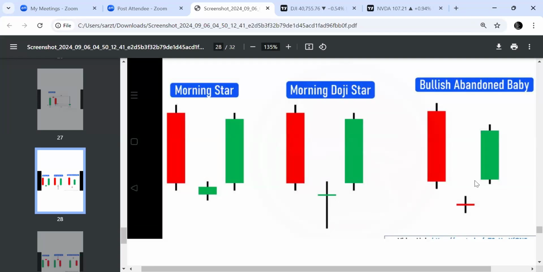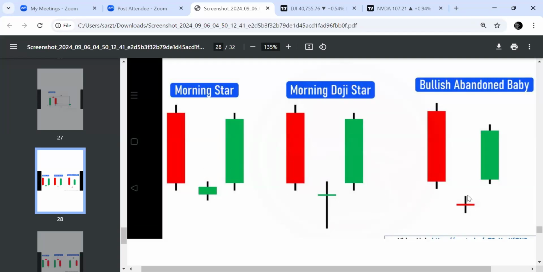But here the middle candle doesn't have any connection with the remaining two candles. It is completely gapped. It is a separate candle. So these two are the parents and this is an abandoned baby. So we call it a bullish abandoned baby. And when we check here, okay, it has a connection. These candles are touching the lows of the previous or next candles. So we call it a morning star.